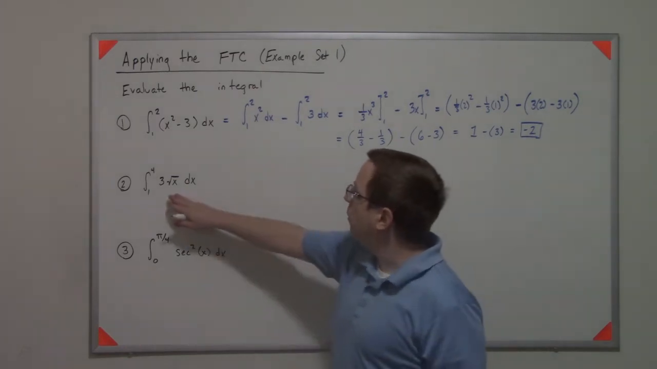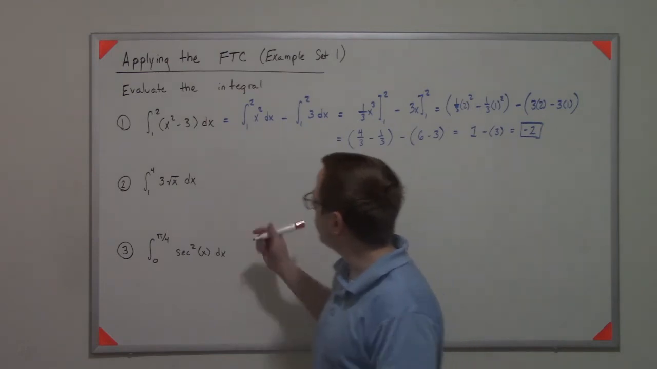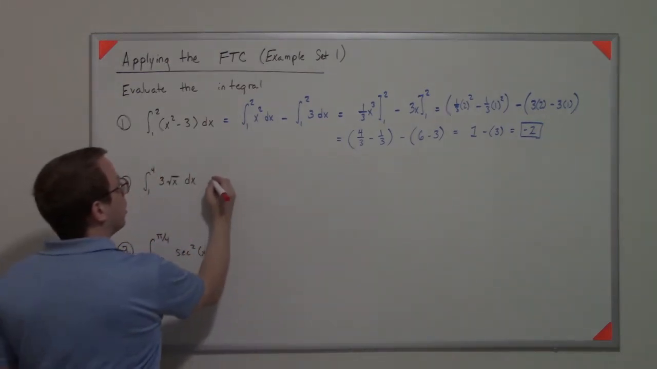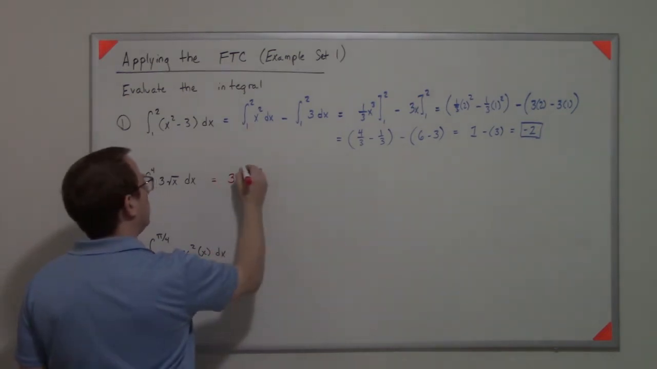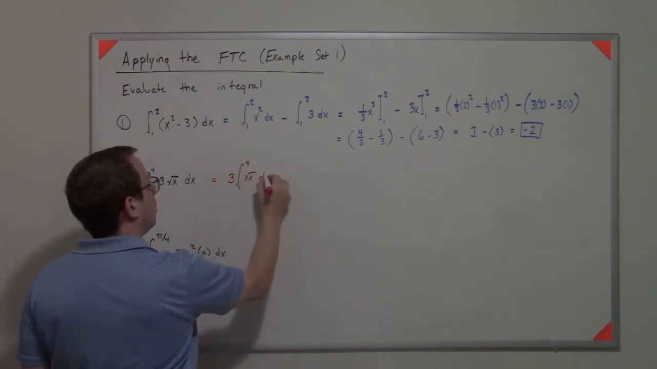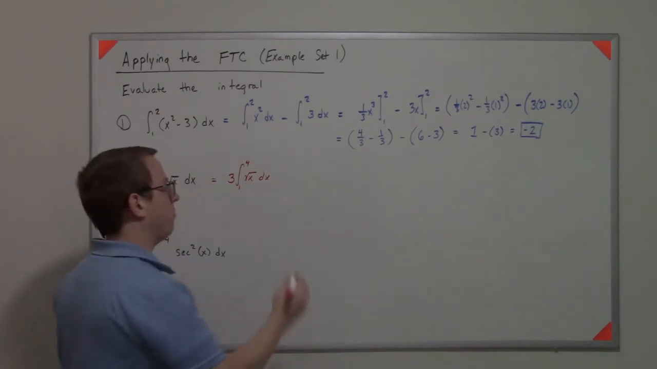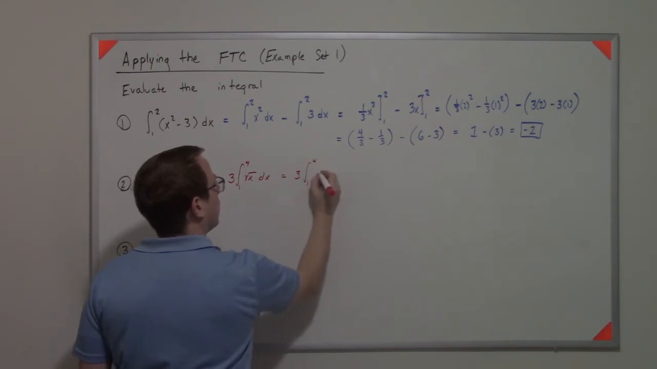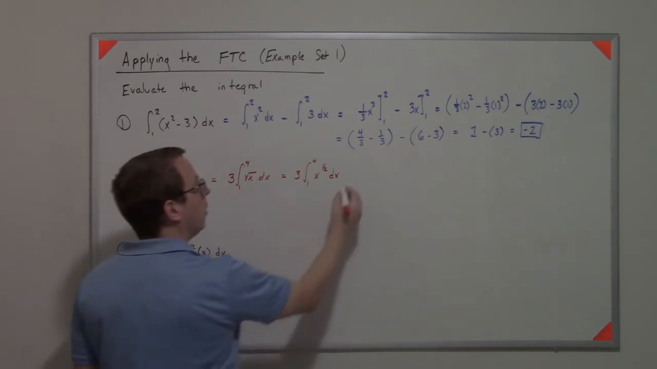Now, for this one, we have 3 square root of x from 1 to 4. What we want to do here is use the properties of integrals. We can bring the constant out. And then instead of writing it as square root of x, we'll write it as x to the 1/2. So we'll say 3 times the integral from 1 to 4 of x to the 1/2 dx.